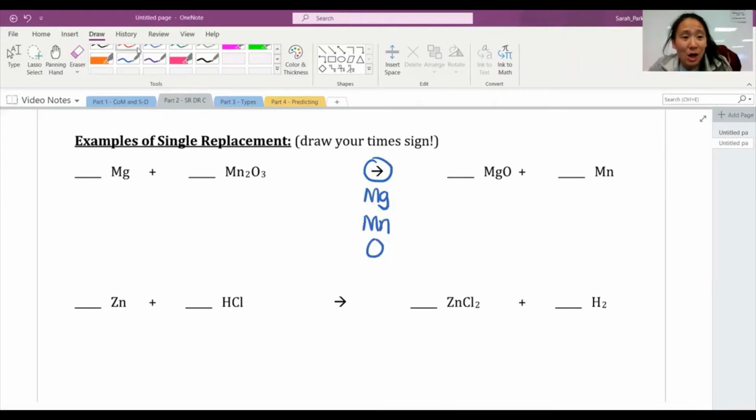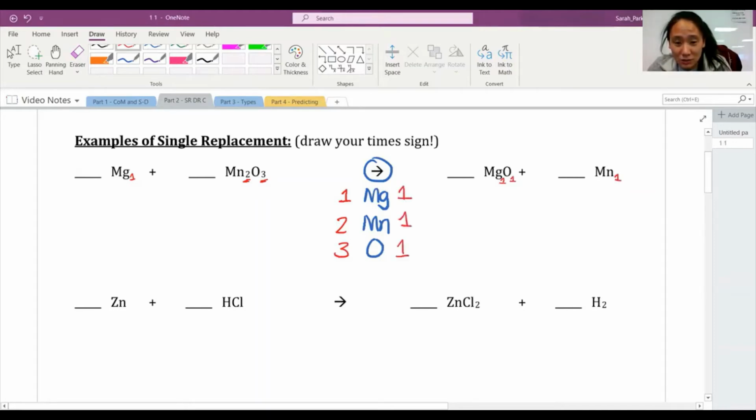Now I can count. On the left-hand side here, I have only one magnesium. I have 2 manganese, and I have 3 oxygens. Then on the right-hand side, I have 1 magnesium, 1 oxygen, and 1 manganese. So only one of each of these elements on the right-hand side. You can already tell that it's not balanced, so I have to change the numbers and balance the reaction. So here, I need my manganese to go up, right? And I also need my oxygens to go up, okay?